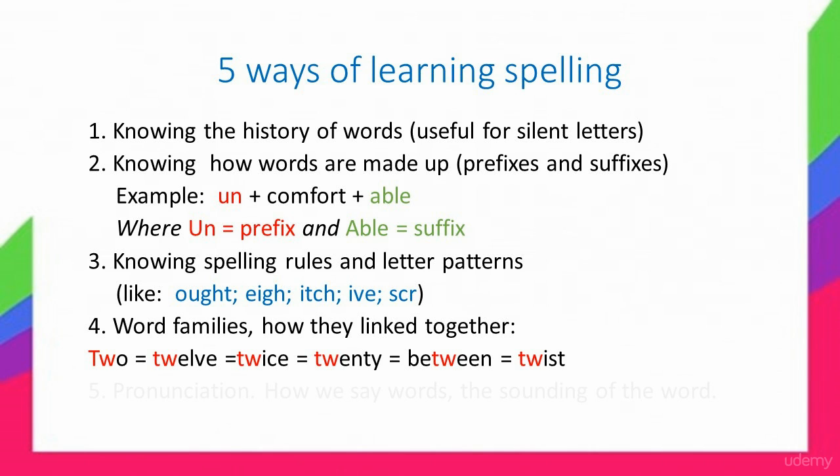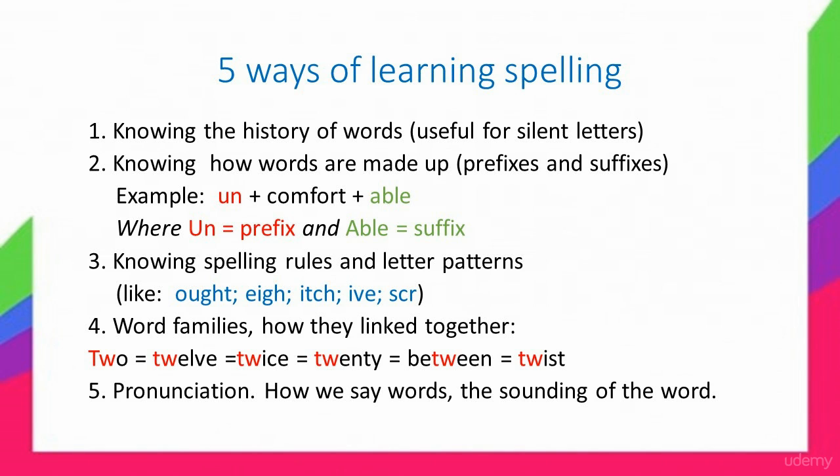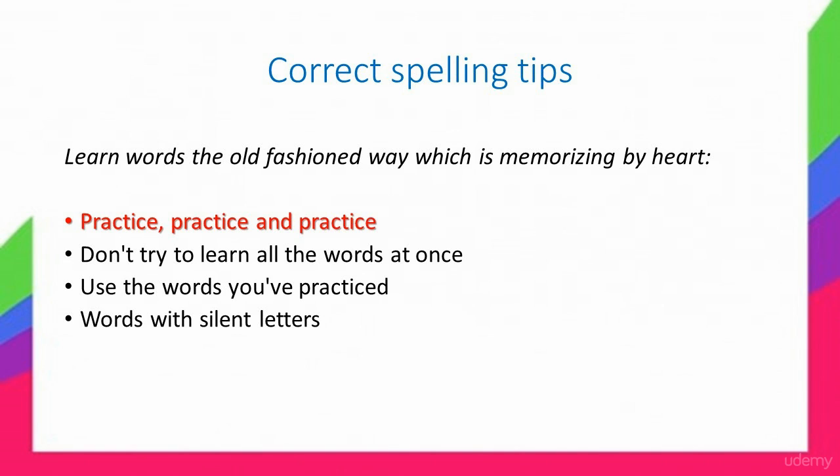4. How word families are linked together, like 2, 12, twice, 20, between, twist. They all begin or they all have a TW in them. 5. Pronunciation, how we say words. Some words are just spelt just as they sound. So learn words the old-fashioned way, which is memorizing them by heart, and then practice, practice, and practice.